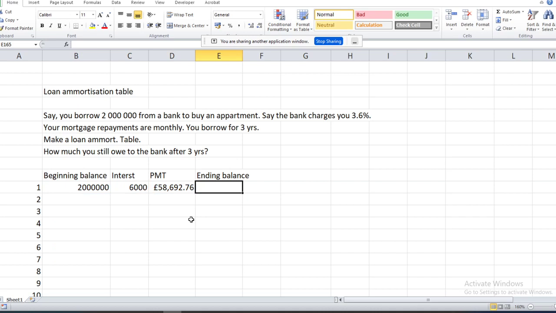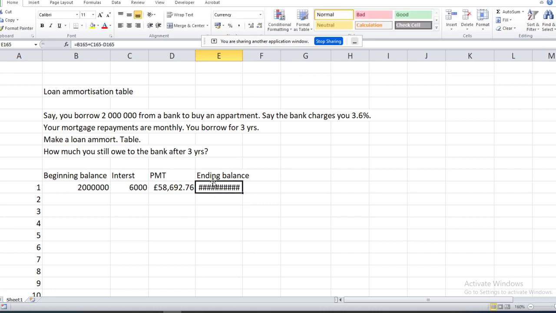An ending balance. So at the beginning of the first month, which is the day you get the 2 million from the bank, you owe the bank 2 million. Over the next 4 weeks, over the next month, some interest accumulates, another 6,000. So by the end of the first month, you owe the bank 2 million and 6,000. But on the last day of the month, you're going to pay the bank more than 58,000. So you're going to owe less to the bank by the end of the first month, right? So this is going to be the original amount that you owe to the bank at the beginning of this period, plus the interest that accumulates during this period, minus what you pay to the bank at the end of this period.